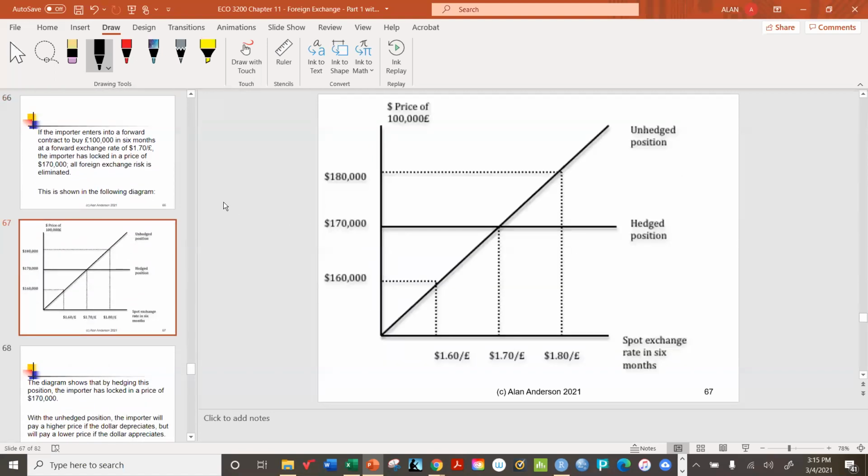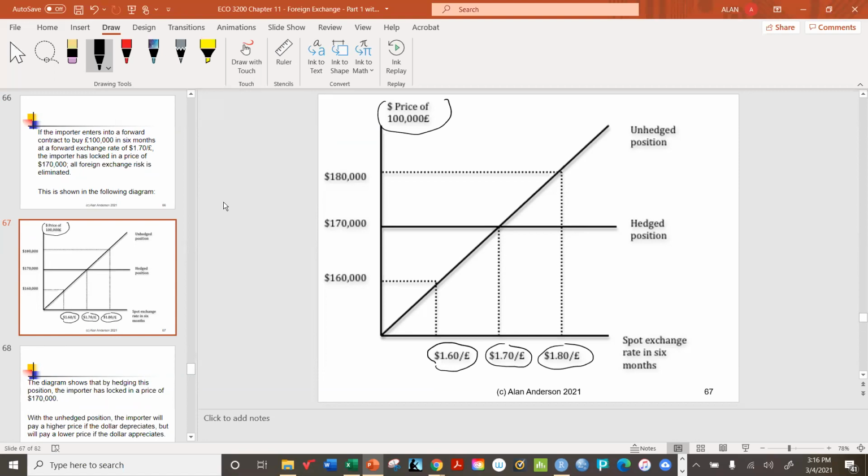Now, let's look at this diagram. Here I've got the price of 100,000. This is the exchange rate, or I'm sorry, this is the dollar price of buying those pounds. And let's say here, 160,000 would be the cost if the exchange rate in 6 months is $1.60. If in 6 months the exchange rate is $1.70, I will at that time pay 170,000. And if the exchange rate in 6 months is $1.80 per pound, I will pay 180,000.